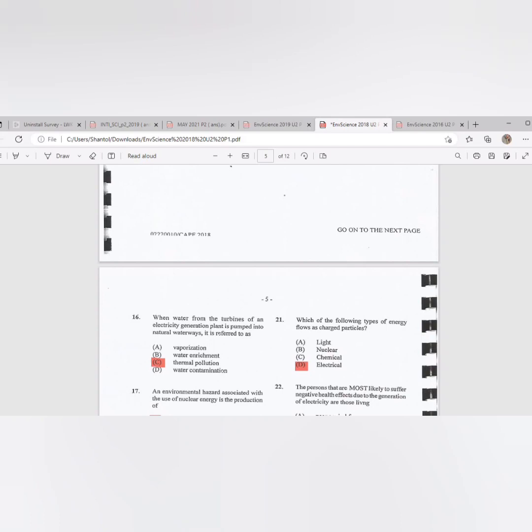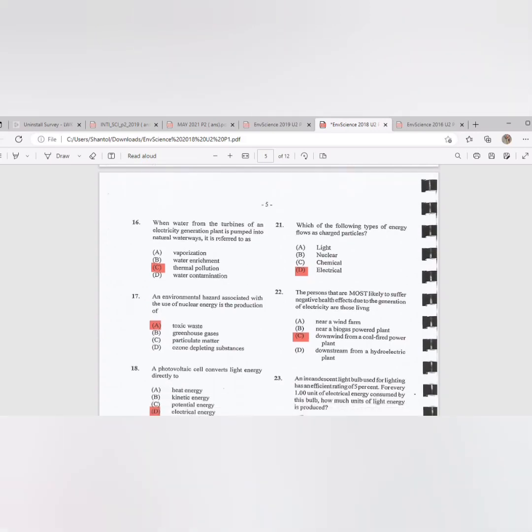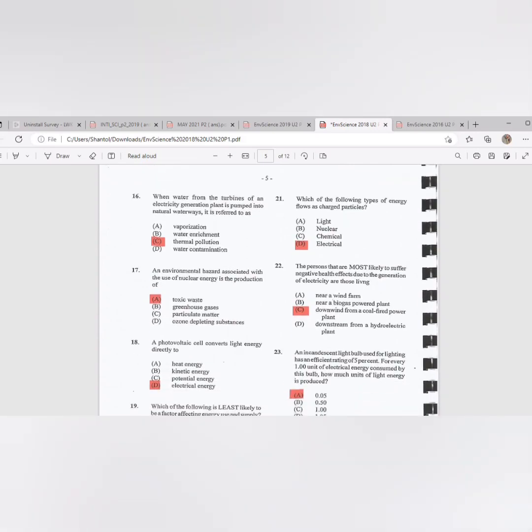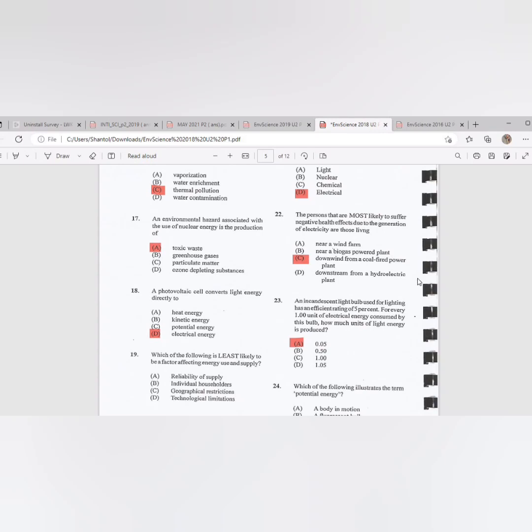16. When water from the turbines of an electricity generation plant is pumped into natural waterways, it is referred to as C. Thermal pollution. 17. An environmental hazard associated with the use of nuclear energy is the production of A. Toxic waste. 18. A photovoltaic cell converts light energy directly to D. Electrical energy. 19. Which of the following is least likely to be a factor affecting energy use and supply? The answer is B. Individual households.